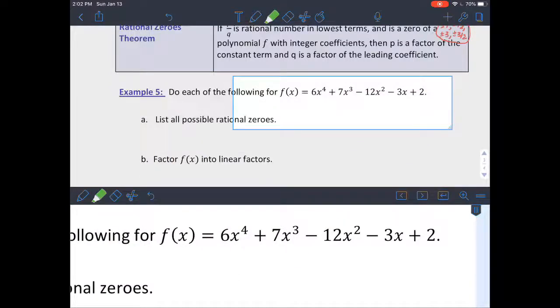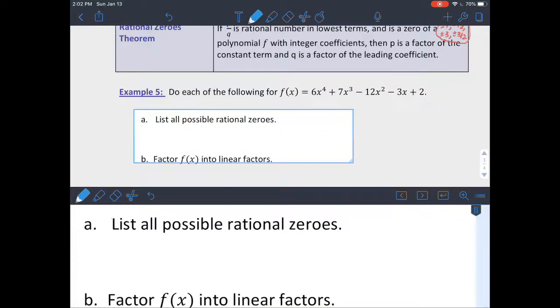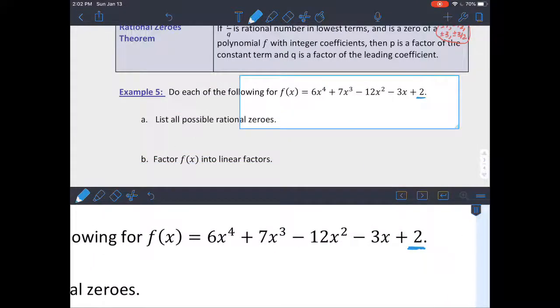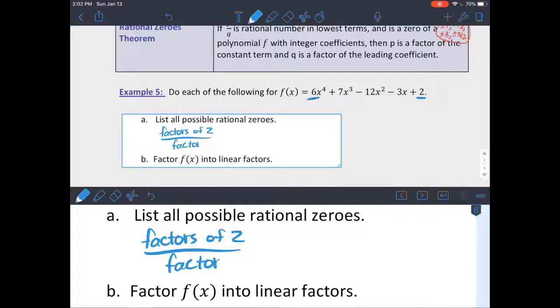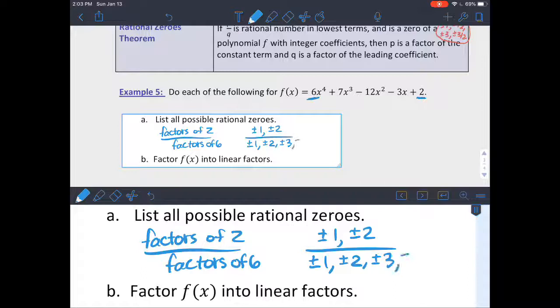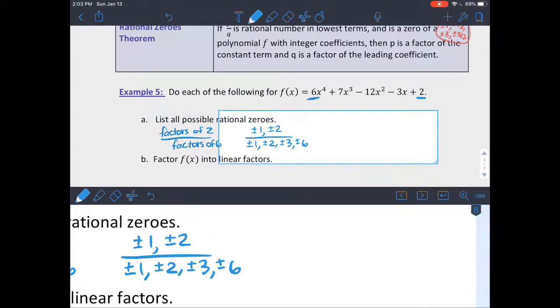So let's do one. Say we've got this degree 4 polynomial. We're going to figure out all of its factors and zeros. So to start with, let's list out what possibly could be zeros. Factors of 2 divided by factors of 6, which if I list them all out, factors of 2 are just 1 and 2. Factors of 6 would be 1, 2, 3, and 6. All positive or negative options are possible.